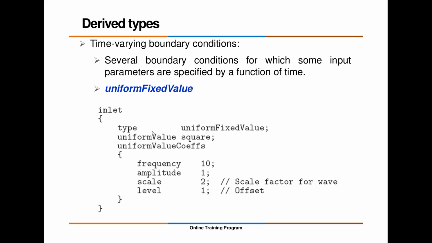Okay, if we are going with something like oscillatory type of conditions, then we have frequency, amplitude, scale and level. A few more factors appear.